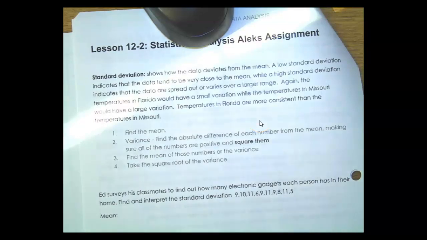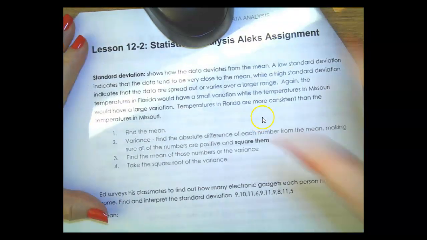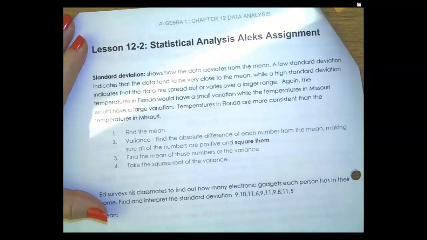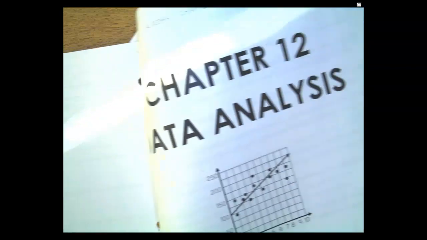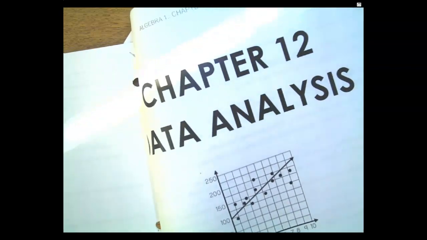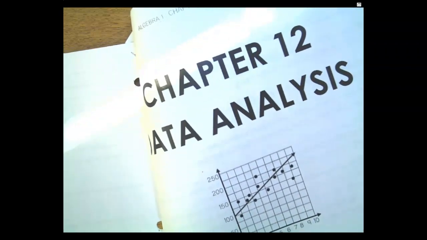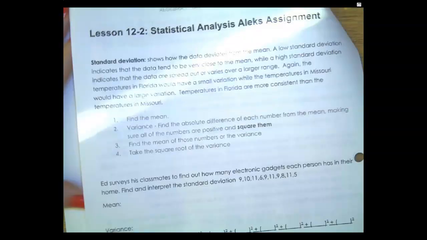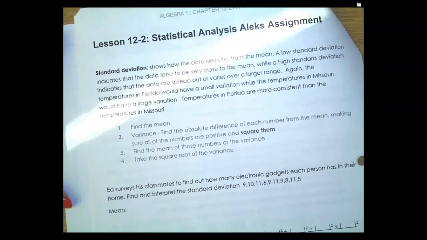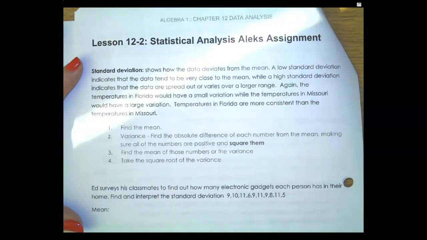Right, so we already did lesson 12.0. So this whole packet is about data analysis. So it's got a lot to it. Definitely need a calculator. So if you need to stop this video and grab a calculator, I highly recommend it.